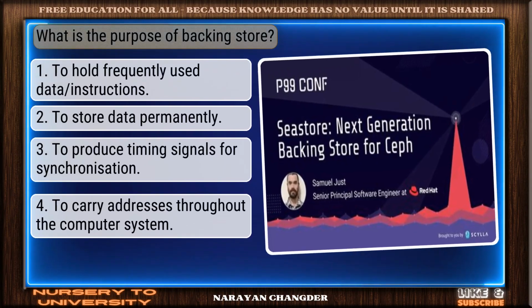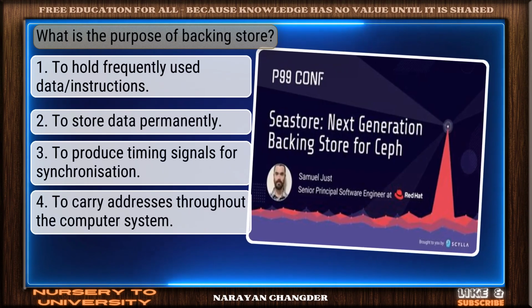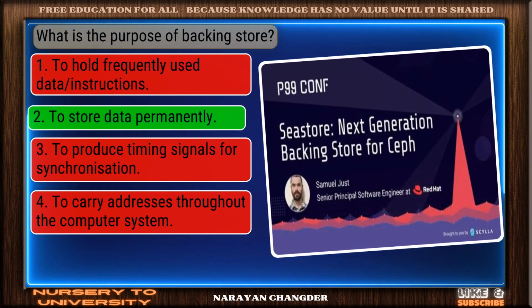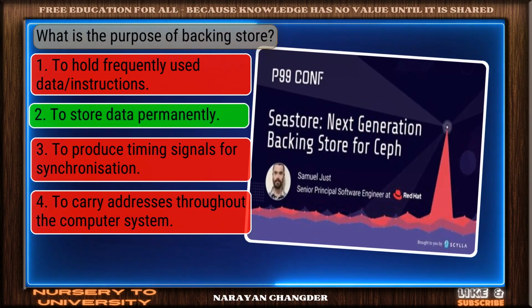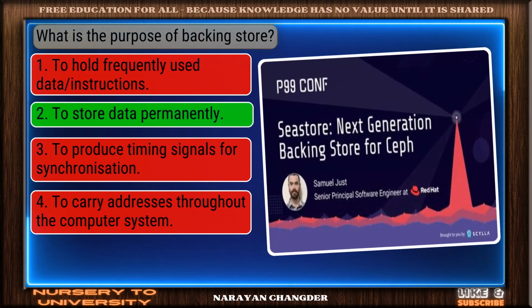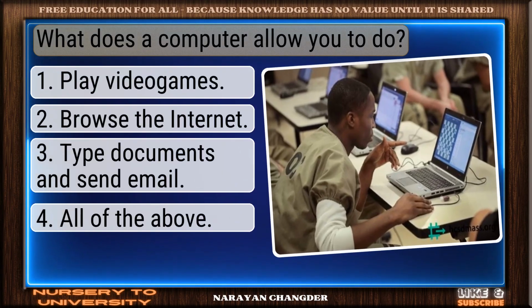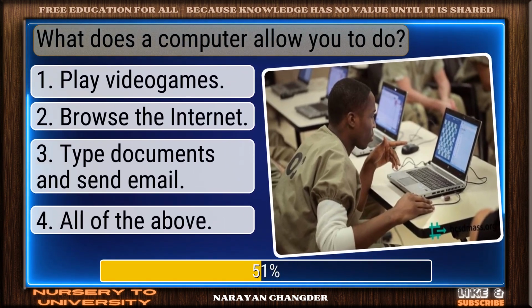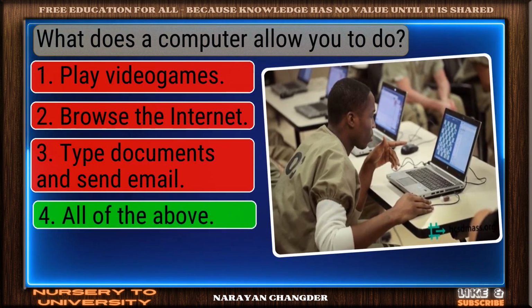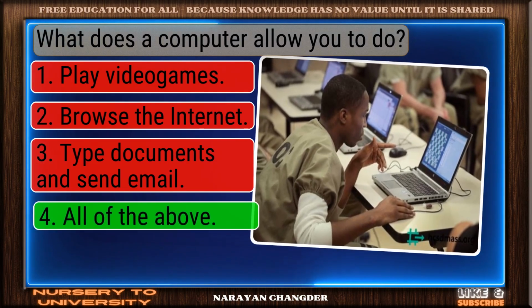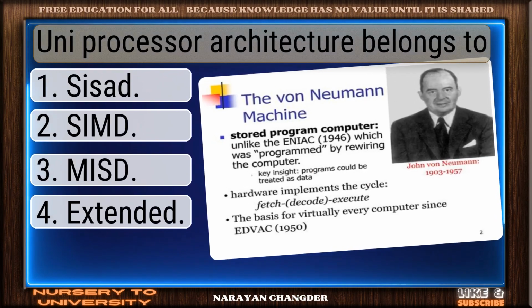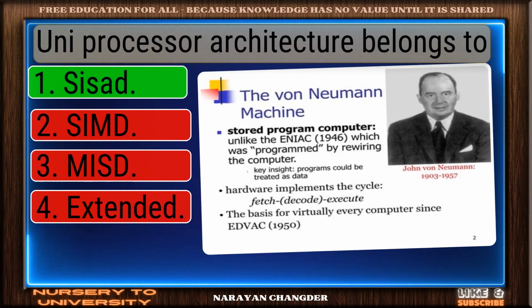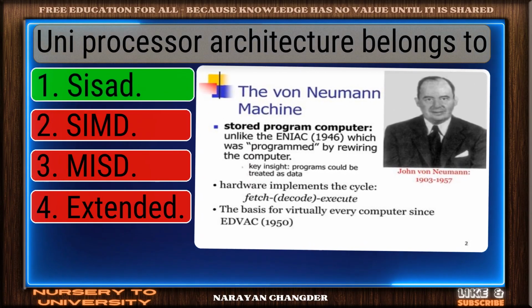Question number 49. What is the purpose of backing store? Well reasoned. To store data permanently is the correct choice. Question number 50. What does a computer allow you to do? Good job. Your answer, all of the above, works well here. Question number 51. Uniprocessor architecture belongs to? Sharp thinking. CISC is the right choice.